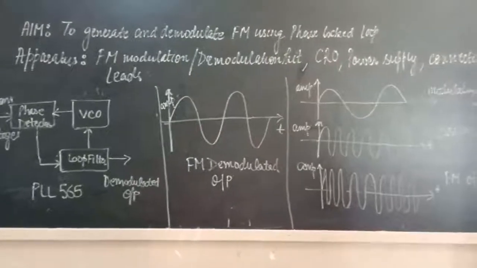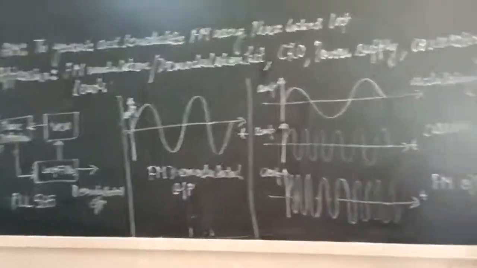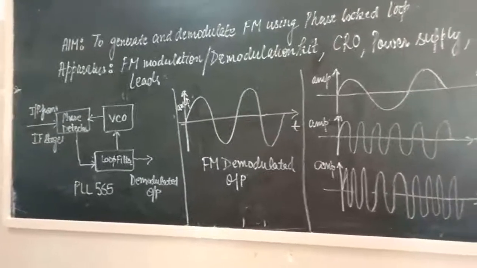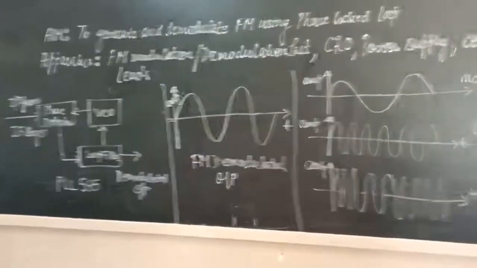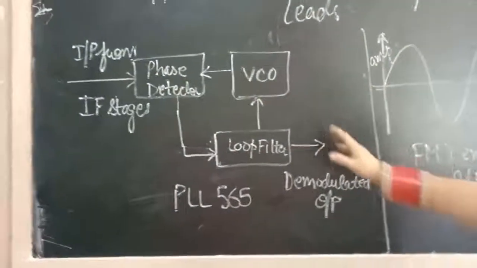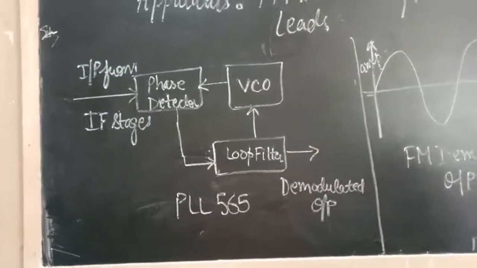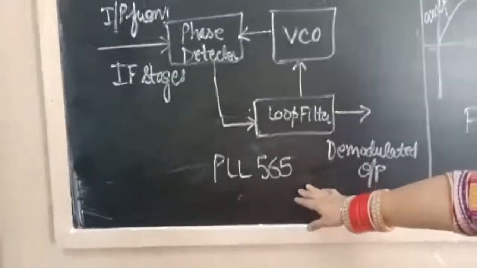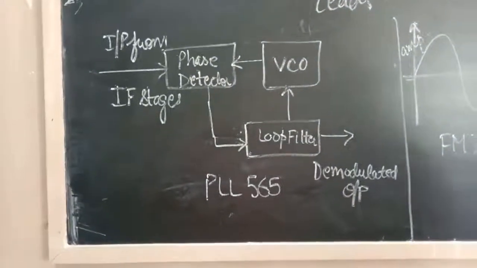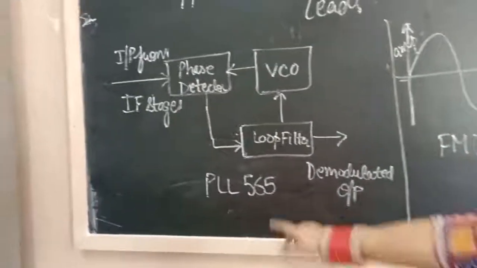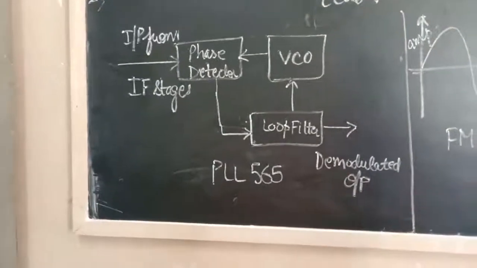Okay. Now I will teach you this experiment by using a block diagram. So you can see this is the method of how we will generate and demodulate the FM using PLL. Here in this case we use the PLL. PLL stands for phase lock loop and the number used for this is 565.